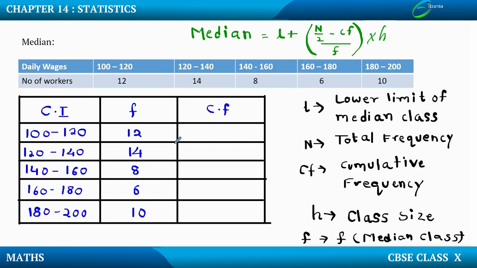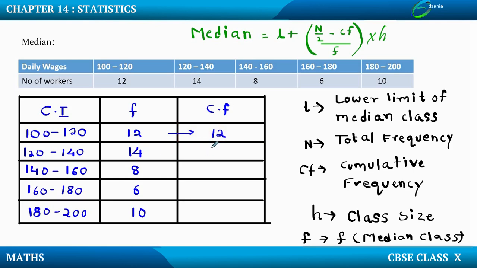We are supposed to find out CF. CF means cumulative frequency, also called the added frequency. So we are taking less than type cumulative frequency. So less than 120, first it will be 12 itself. Start with 12. Whatever the number is in frequency, the first number will always come in cumulative frequency. Then we have to just add the frequencies.